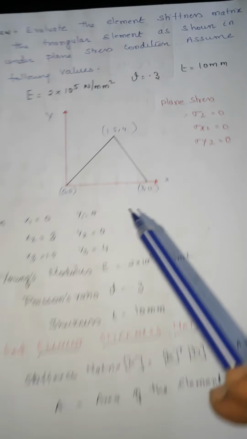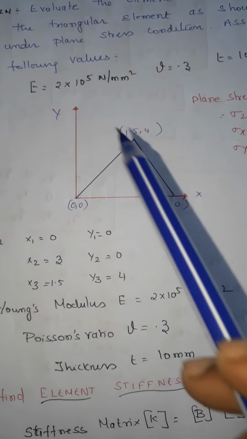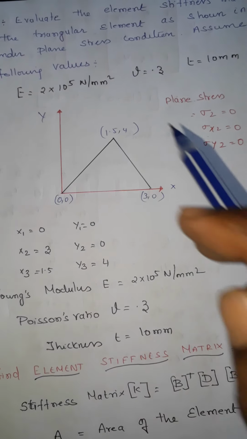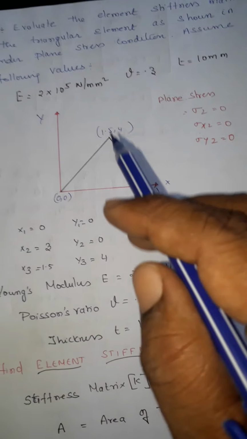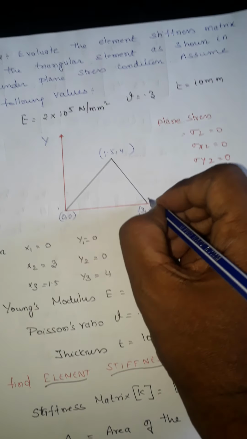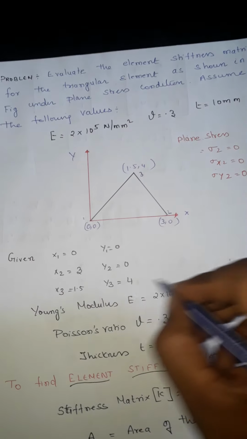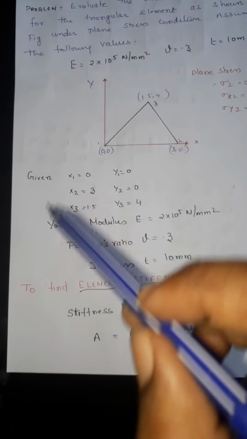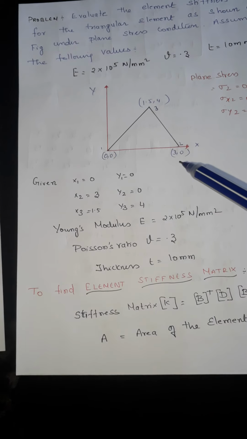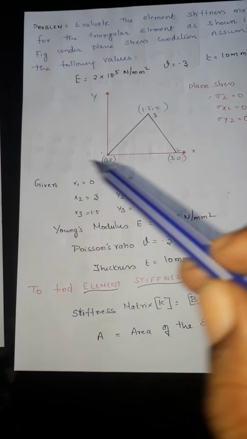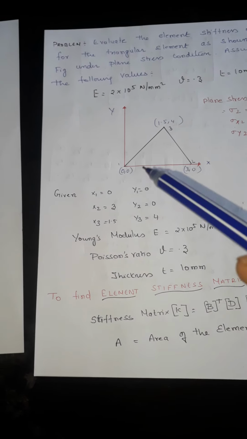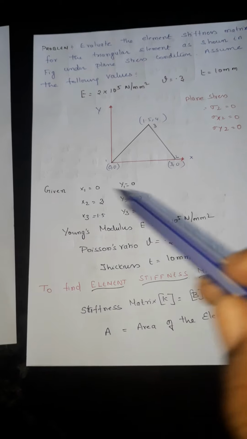0 0, this is 3 0, 1.5. These are the coordinates. You have to mark the nodes in the triangle. I will mark here 1, 2 and 3 in anti-clockwise. In anti-clockwise you mark the node 1, 2, 3. Then find out the coordinates x1, y1, x2, y2, x3, y3. So I have written all the given data. So these are the coordinate points that have been given in the triangle.